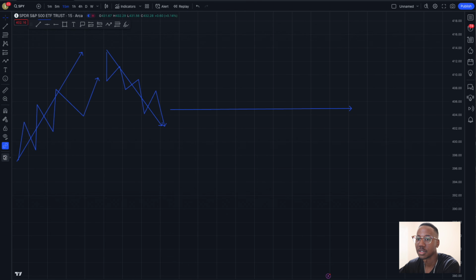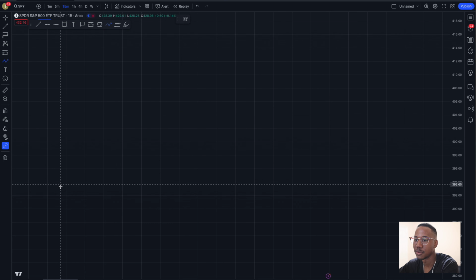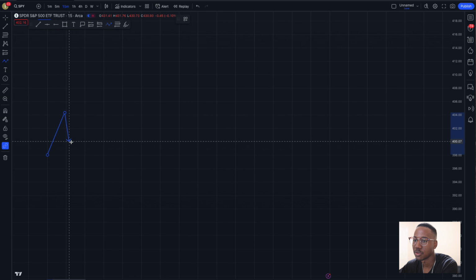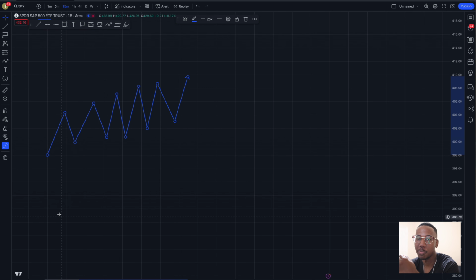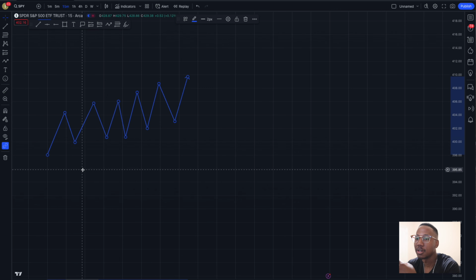All right, let's clear these out. So basic market structure. All right, let's draw a more realistic looking chart. Say you have something that looks more like this. Again, not perfect, but you get the gist. All right, so looking at this, we're going to analyze these points.